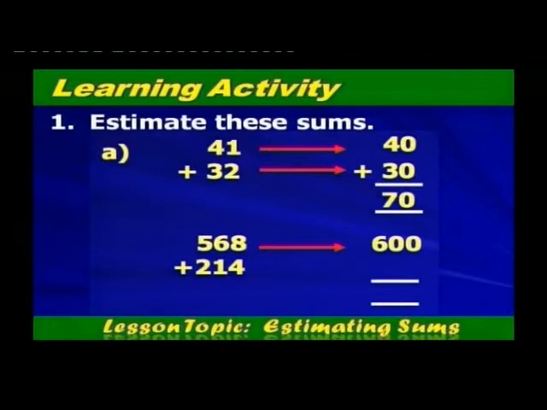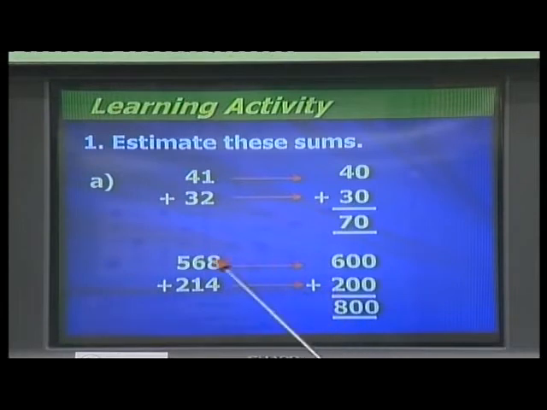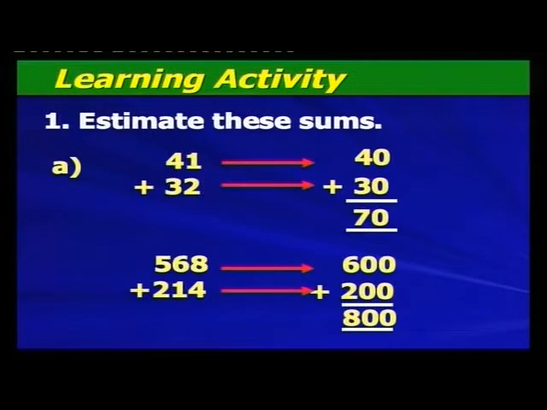214, Lorraine. Very good. 214 can be estimated to 200. Still with you, Lorraine. 600 plus 200 would give us 800. So that is the estimated answer to these two numbers here. When we talk about estimated or estimation, it is just a rough calculation. You're just thinking in your head and then try to imagine what would be the closest number to the number you're trying to deal with.